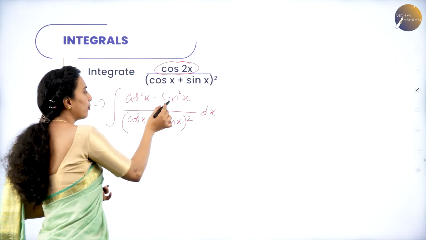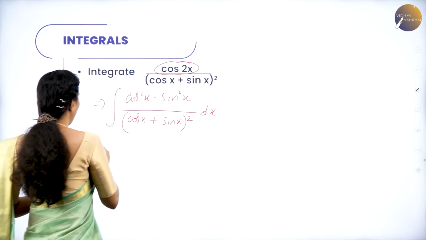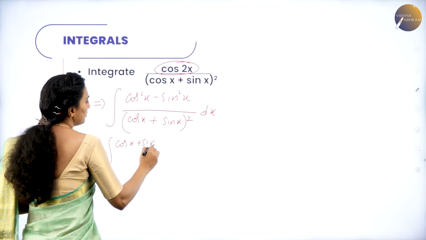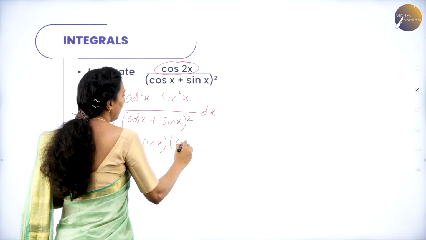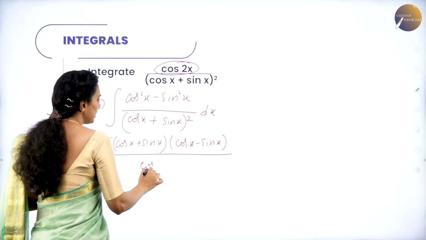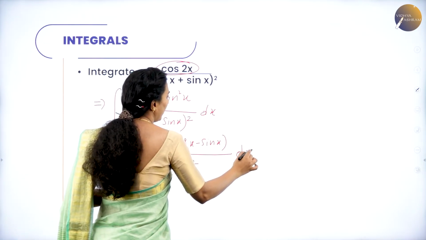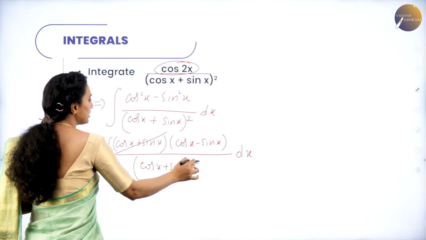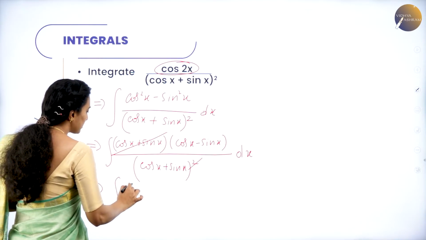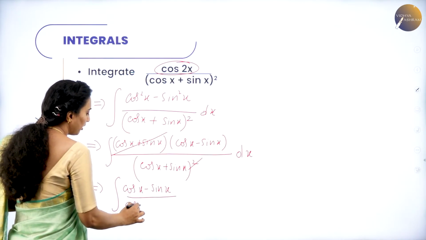Now this is according to a squared minus b squared. What is a squared minus b squared? a plus b into a minus b. Therefore, you can write the numerator as a plus b, which is cos x plus sin x, into a minus b, which is cos x minus sin x, divided by the denominator as it is, cos x plus sin x whole squared dx. Now what happens, dears? Yes, your guess is right. One term of cos x plus sin x will get cancelled. Now the remaining numerator is cos x minus sin x, divided by the denominator, one term remaining, cos x plus sin x, dx.